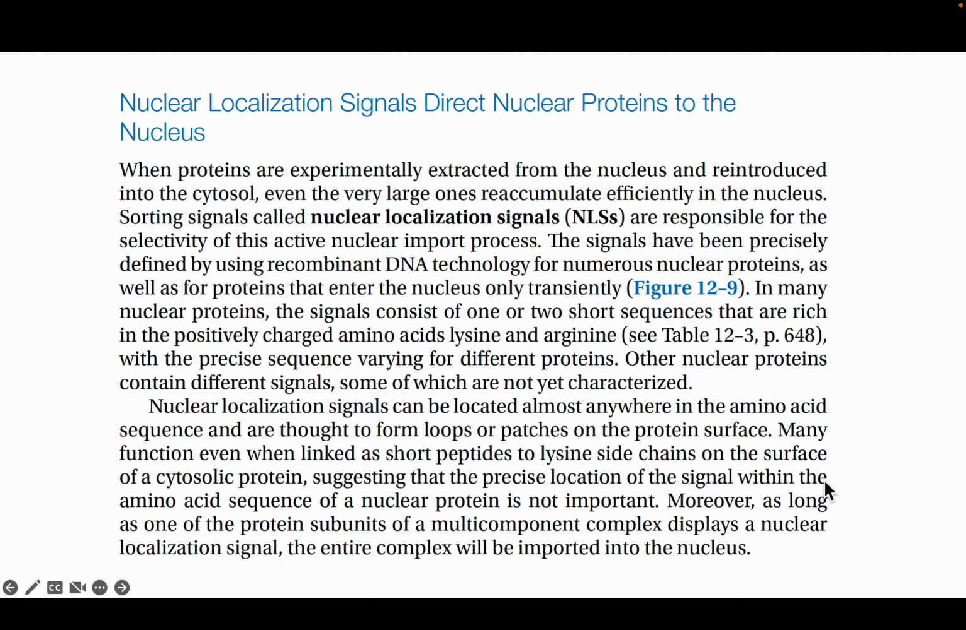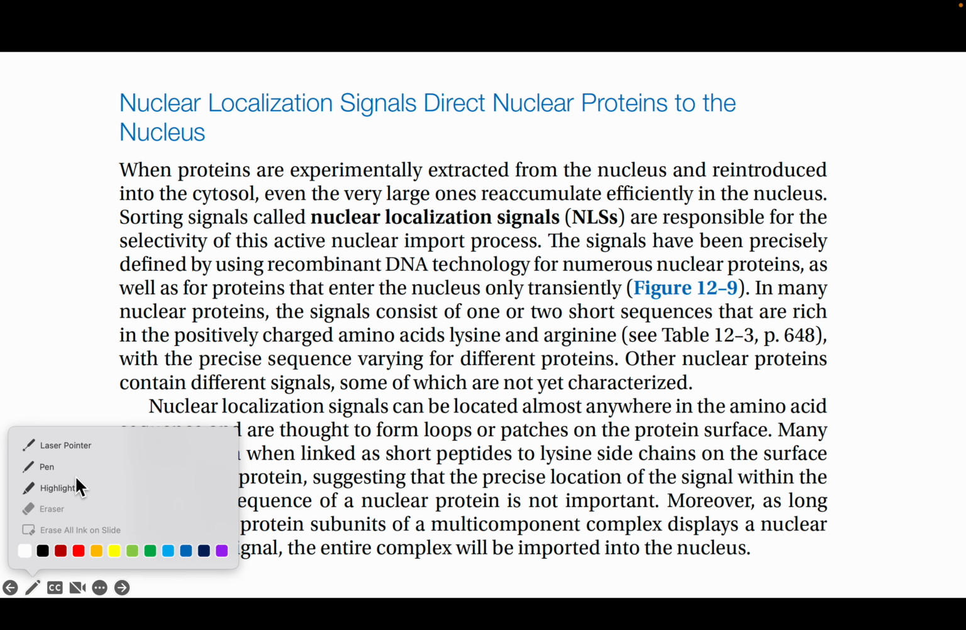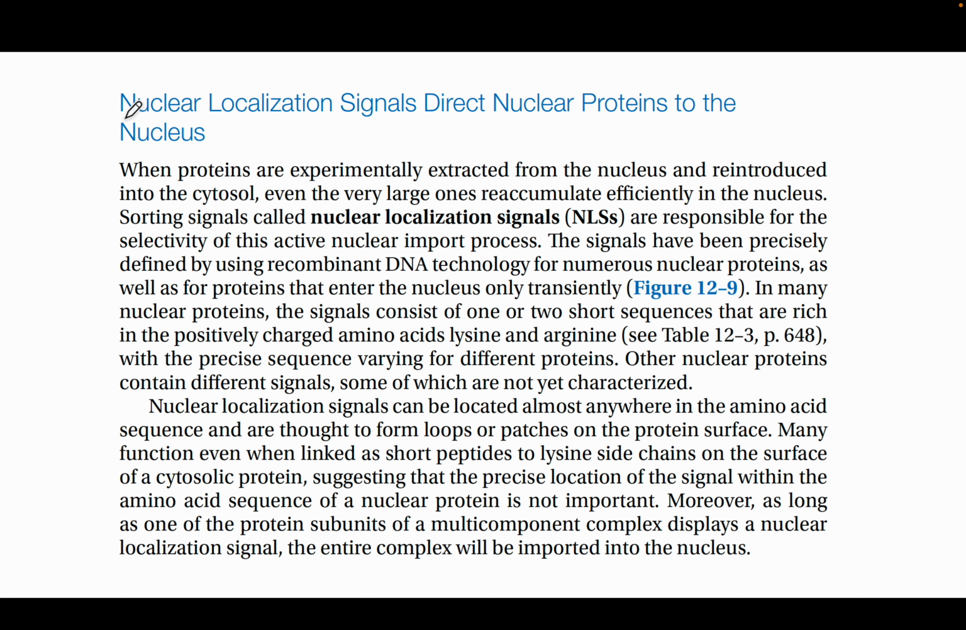Now we will briefly cover nuclear localization signals and how nuclear import and export happen. We know that nuclear localization signals direct different nuclear proteins to the nucleus. When proteins are experimentally extracted from the nucleus and reintroduced into the cytosol, even the very large ones reaccumulate efficiently in the nucleus. Sorting signals, also called nuclear localization signals, are responsible for the selectivity of this active nuclear import process.